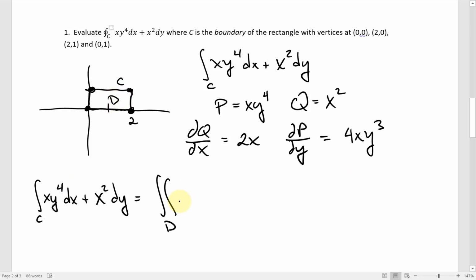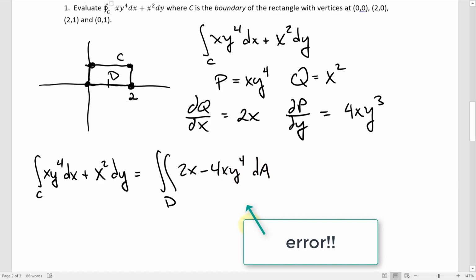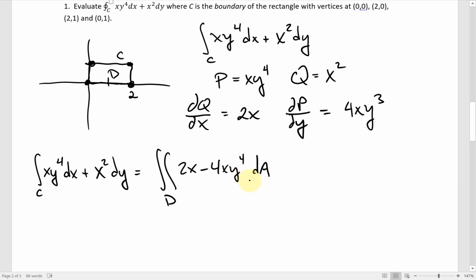So that's the region D. And I have to do the derivative of Q with respect to x minus the derivative of P with respect to y. And that's still with respect to the area. So I'm going to make a choice now as to how to integrate over this region. And because it's a rectangle, rectangular coordinates will work perfect.